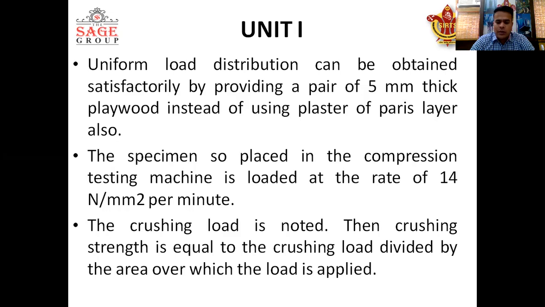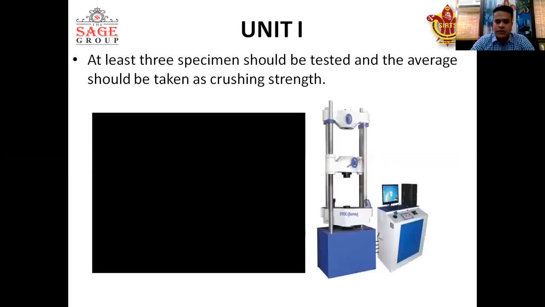Then the load is applied on the stone by the compression testing machine at the rate of 14 Newton per mm square per minute. That means 14 Newton per mm square of load is applied each minute. Now the crushing load is noted, and the point at which the cracks occur is noted as the crushing strength of the stone. The stone is tested in a UTM, that is, a universal testing machine.